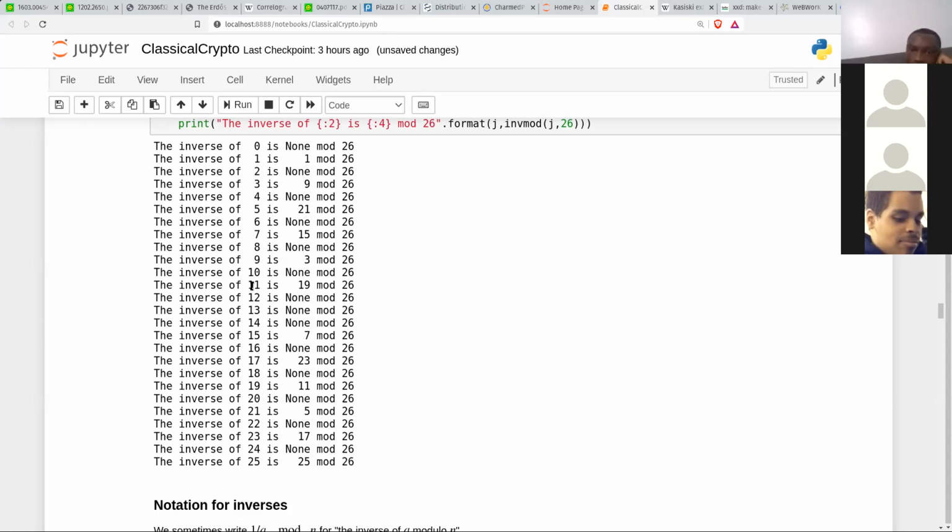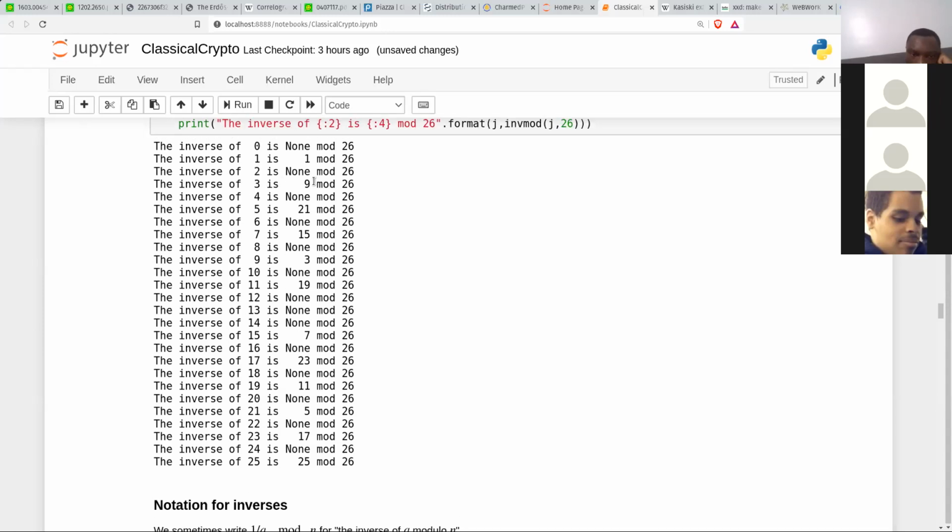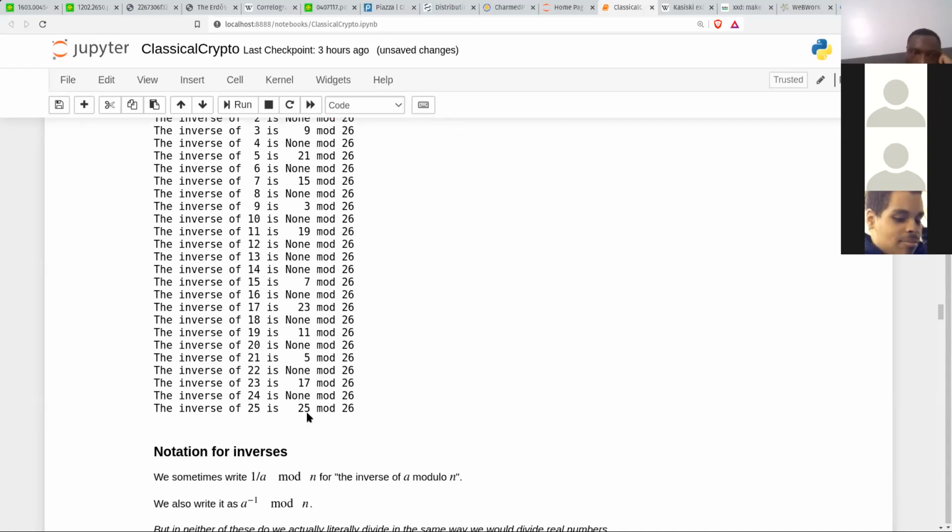You could do that same thing for all of these, but the numbers get kind of big here. Also notice that if 3 is the inverse of 9, then 9 is the inverse of 3. They come in pairs. So 5 is the inverse of 21, and 21 is the inverse of 5. That's just because multiplication is commutative. A times B is the same thing as B times A. So if A times B is 1, then B times A is also 1.